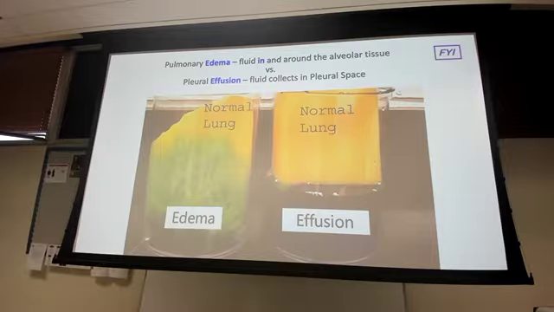This is pulmonary edema. Versus pleural effusion, where the fluid in that pleural sac of the lung is outside. So if you were to try to draw fluid from here, it's going to be very difficult because it's all in the tissue. Versus on the outside, if it's in the pleural space, you can very easily draw fluid off of that.